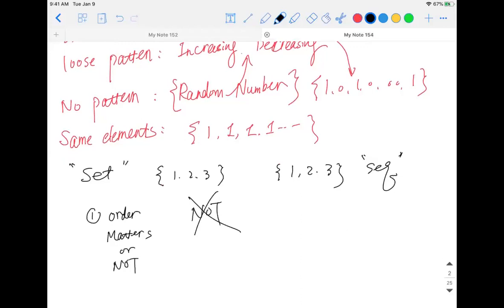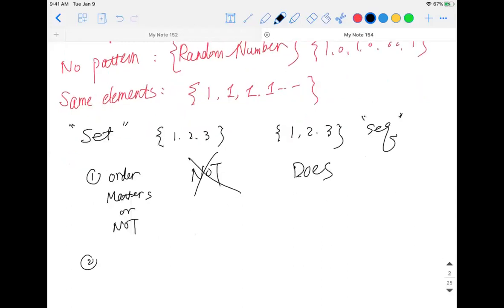But who goes first? Your father, your mother, or you? It doesn't matter. However, a sequence really cares about order. If I ask you to stand in a row, whether you go first or your father goes first, these are considered to be two different orders, right? So for a sequence, order does matter.